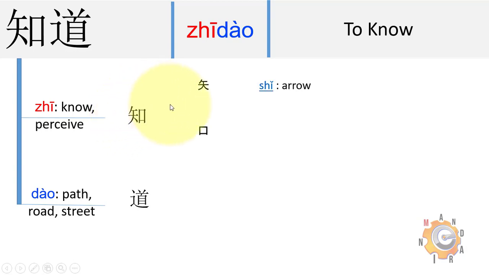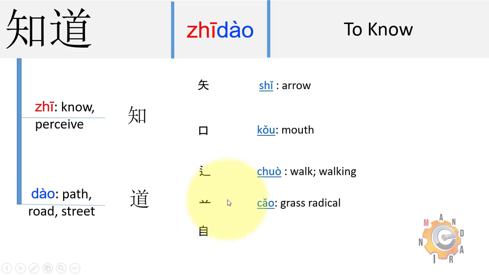Left side is shi, which means arrow, and this one is once again kou, which means mouth, while this character dao can further be decomposed. The bottom one, the top one, and below it. This character is the radical for walking. It is the radical for grass. And this one is zi, which means self. So once again, the bottom one, the top one, and below it. All of these three simple characters are going to give us the slightly more complicated character dao.